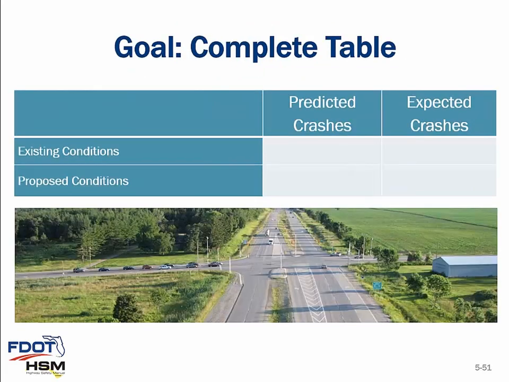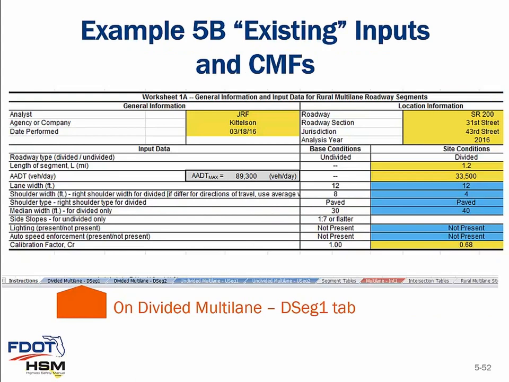Our goal is to complete this table, looking at existing conditions and coming up with predicted and expected, because we have historic data, and then do this for our proposed conditions. So we go to our NCHRP 17-38 spreadsheet. We go to our tab called Divided Multi-Lane and click on it, and we get a few things. The first thing I'd like to note is if you see roadway type, you see divided and it's white. It's because you're in the divided tab.